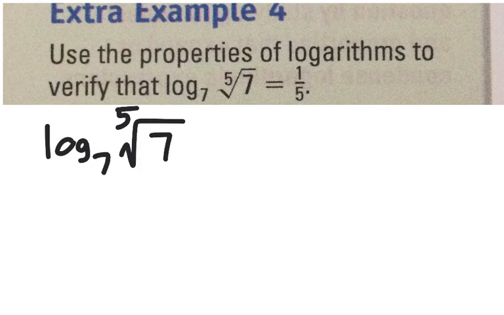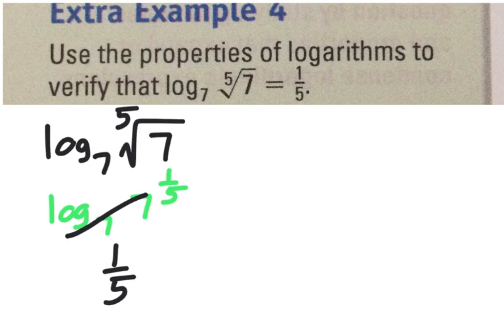Okay, so this can be rewritten as log base 7 of 7 to the 1/5 power. Fifth root can be rewritten as 1/5. Now, it's basically the same problem we had last time. Log base 7 of 7. Those are inverse operations. That cancels, which leaves me with 1/5, which is what's on the right side.